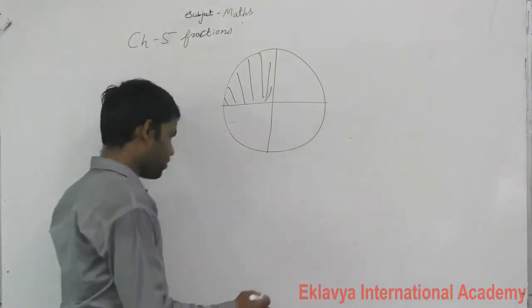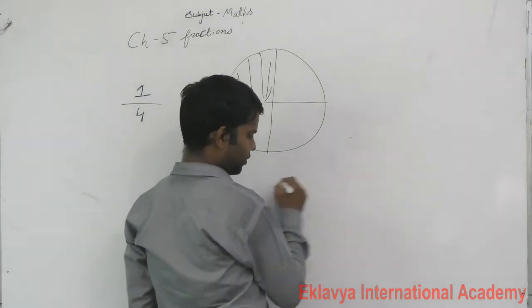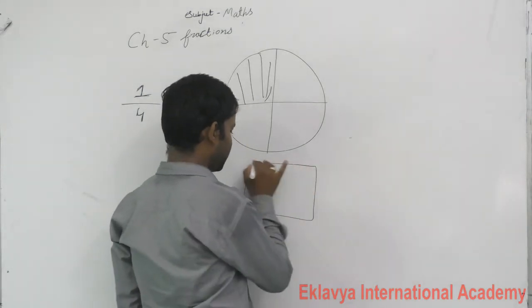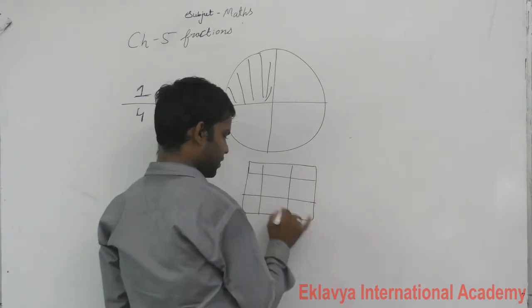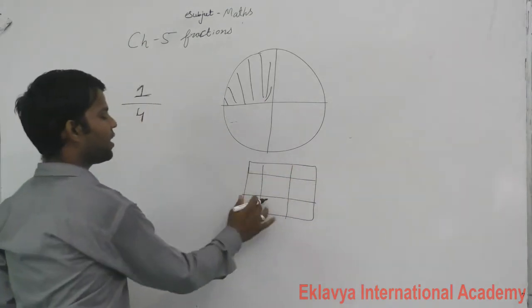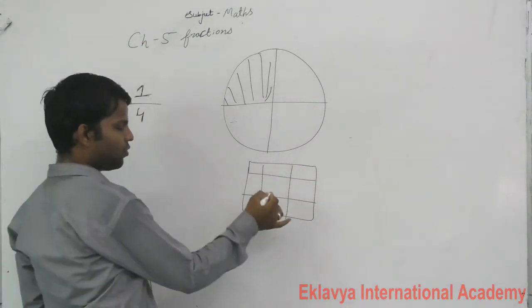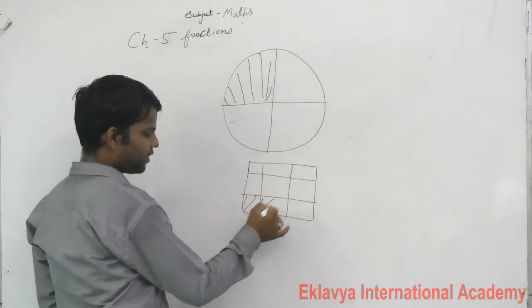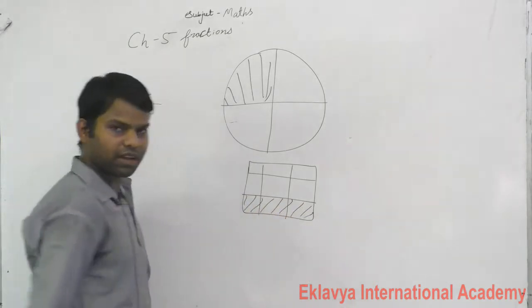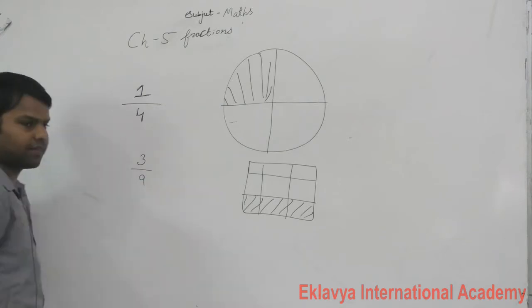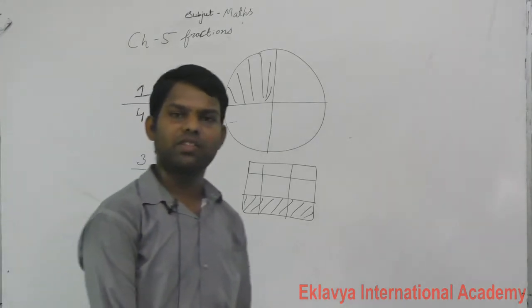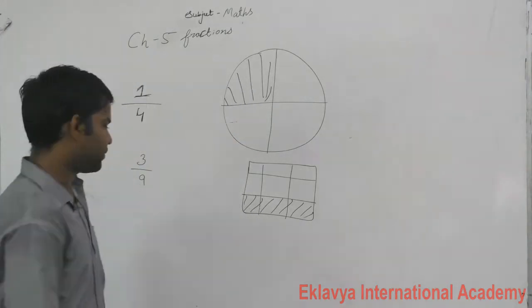Like if we have a square, if we divide this square into 9 parts and we shade only 3 parts of this square, so we will say 3 out of 9. So 3 upon 9 is the first fraction here.